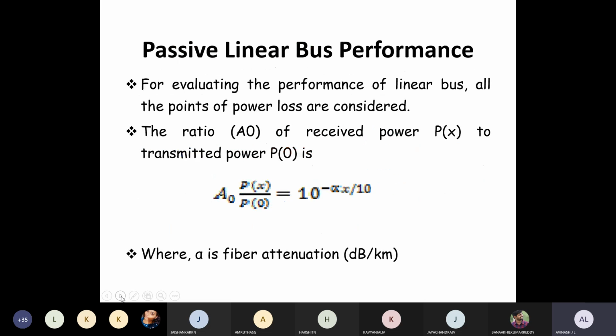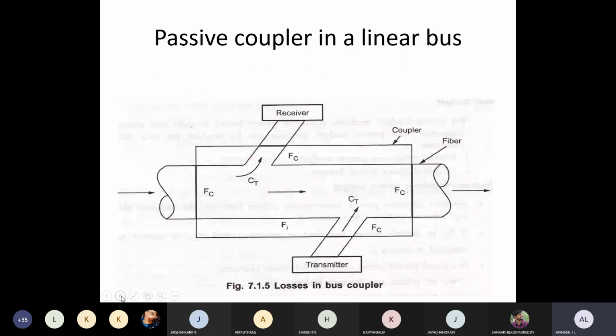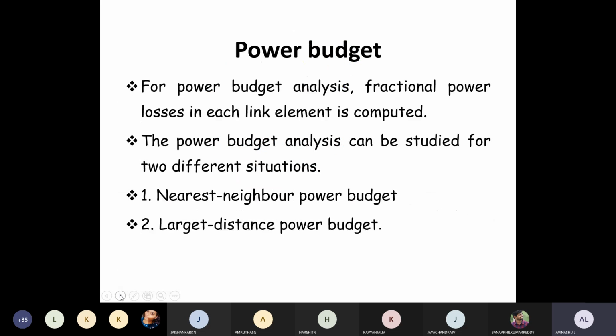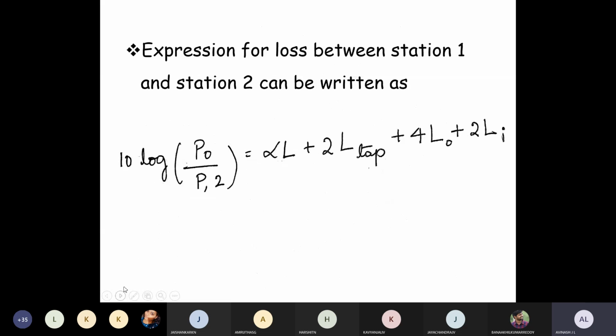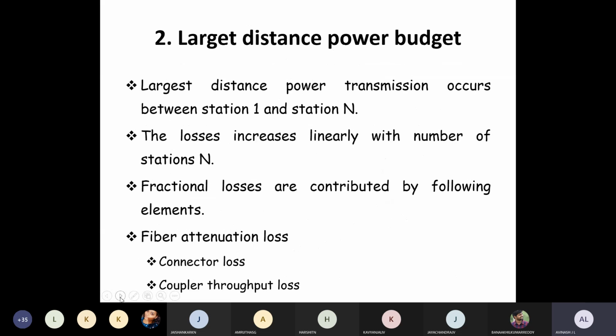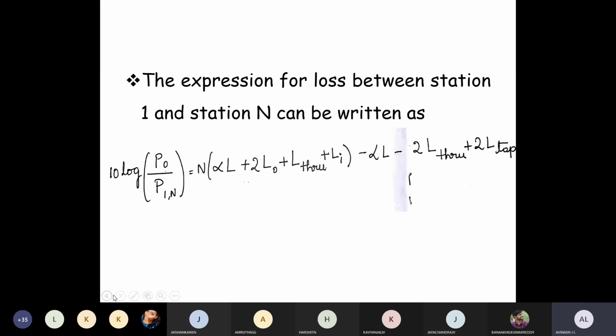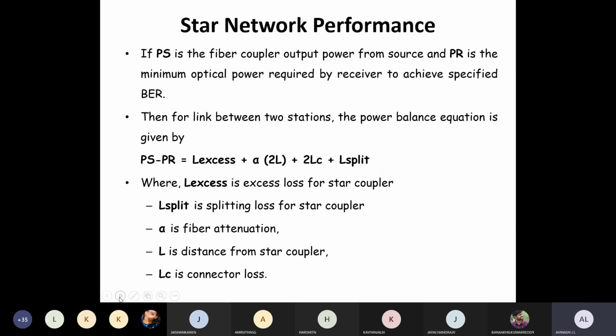After that, we'll go for the passive linear bus performance. Here the losses in the bus coupler we have seen in this particular diagram. And correspondingly, the power budget we have seen. In the power budget there are 2 things, the nearest neighbor power budget and the largest distance power budget. In the nearest neighbor power budget, what is the equation we will get, and next, in the largest distance power budget, what is the equation you will get. So all those things we have discussed.